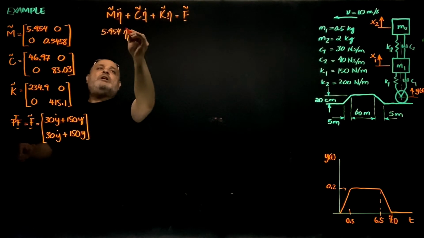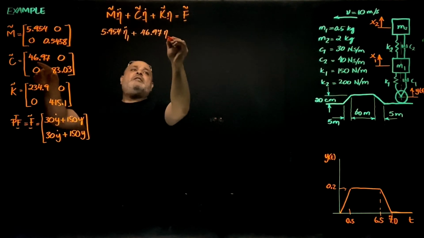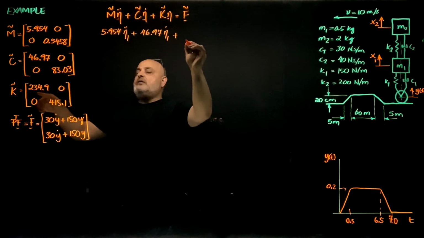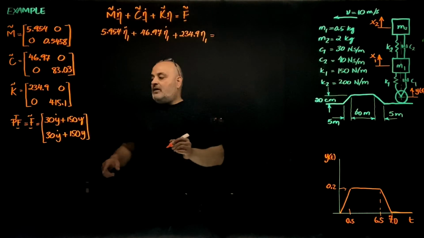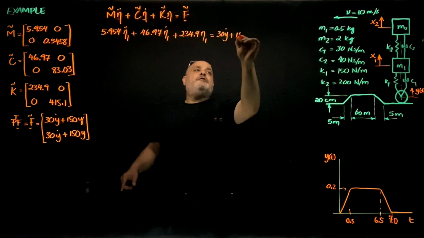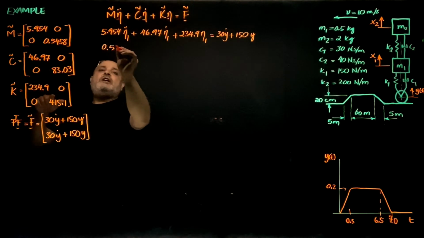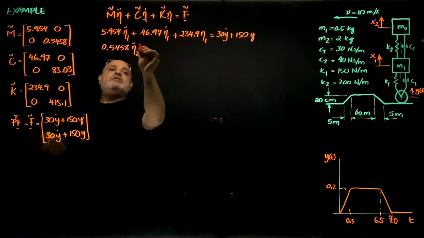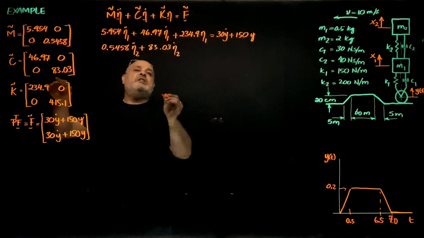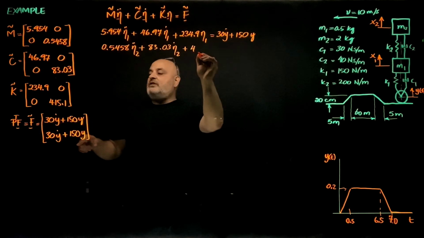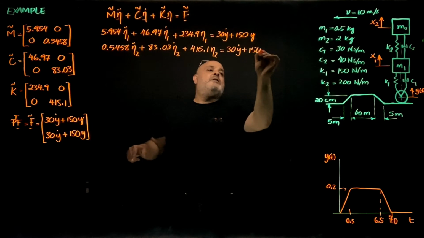So my equations of motion are going to be 5.954 eta 1 double dot plus 46.97 eta 1 dot plus 234.9 eta 1 equals 30 y dot plus 150 y, and for the second equation I'll have 0.5458 eta 2 double dot plus 83.03 eta 2 dot plus 415.1 eta 2 equals 30 y dot plus 150 y.